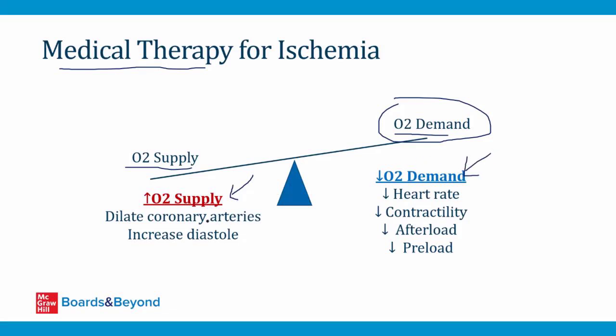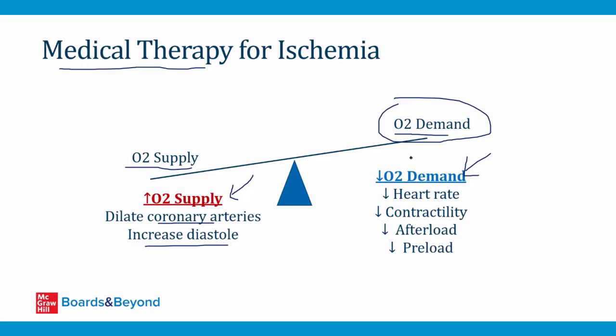Some of the ways that we can increase supply of blood flow to the myocardium is to give drugs that dilate coronary arteries, that will improve blood flow, or drugs that lengthen the time of diastole. Remember, the coronary arteries supply blood to the myocardium during diastole. They're different from many other arteries in the body in that way.